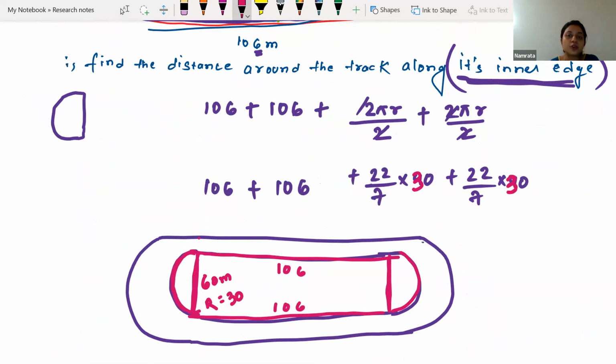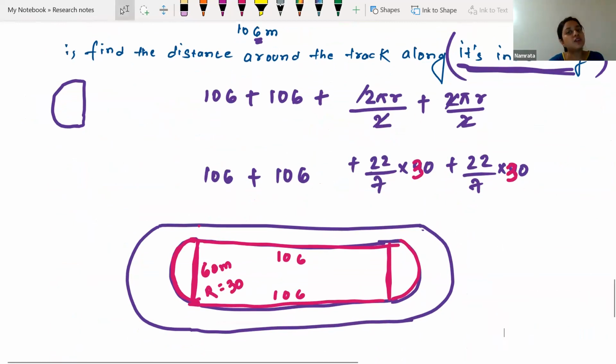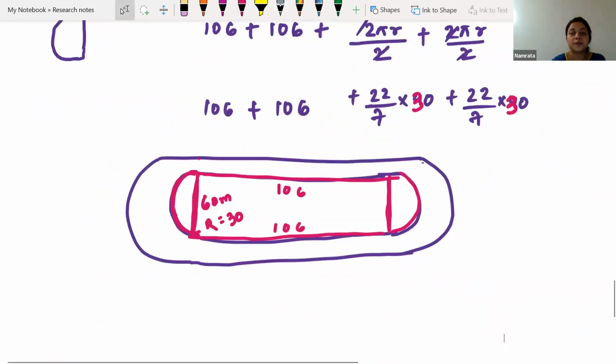Is it clear to both of you? Yes, ma'am. Okay. Now in this question only, if in your exam the outer circle comes, then you are supposed to do whatever we have done earlier. Okay.